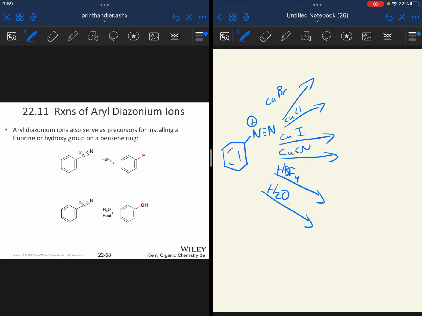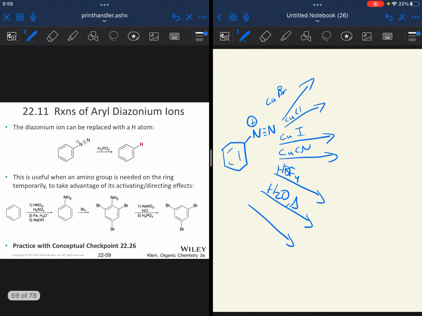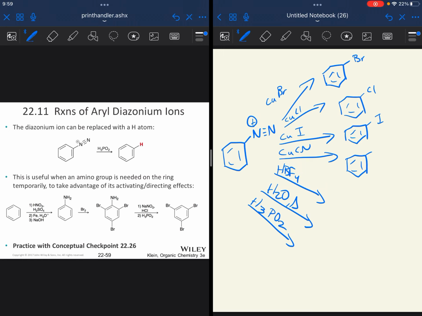You can also treat it with water and get a phenol. You can also treat it with something called hypophosphorous acid, I believe, H3PO2. And you can just knock it off completely and leave a hydrogen. All right, so 7 different ways to replace this. We can get bromine, chlorine, iodine. I really picked a long way to do this, but I wanted to have it all on one slide. The cyanide. Right, now we finally have access to a fluoride.